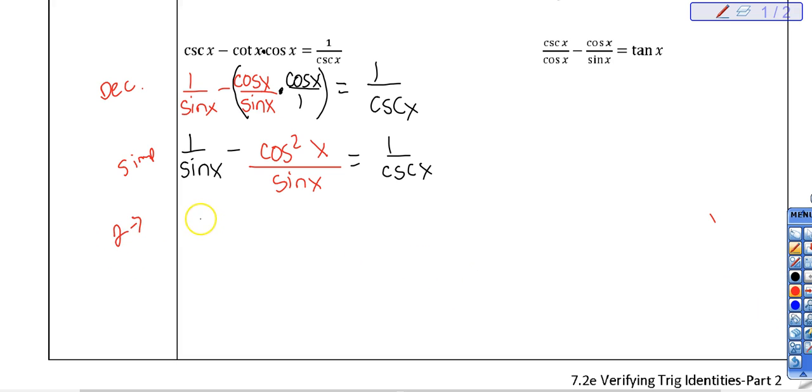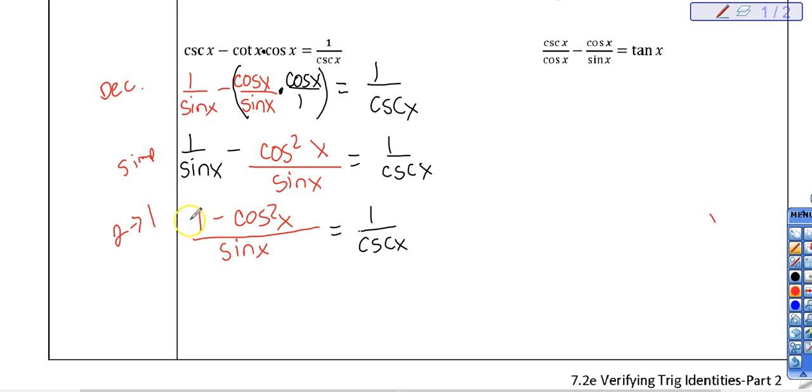So 2 to 1 says we have 1 minus cosine squared x over sine of x equals 1 over cosecant x. So that's 2 to 1. I forgot my 1. Simplified. So now we have a division equals a division. Look at that. Not bad. What do you suggest we do now? So we've decomposed and we've simplified twice. Let's see if there's any identities we can apply.